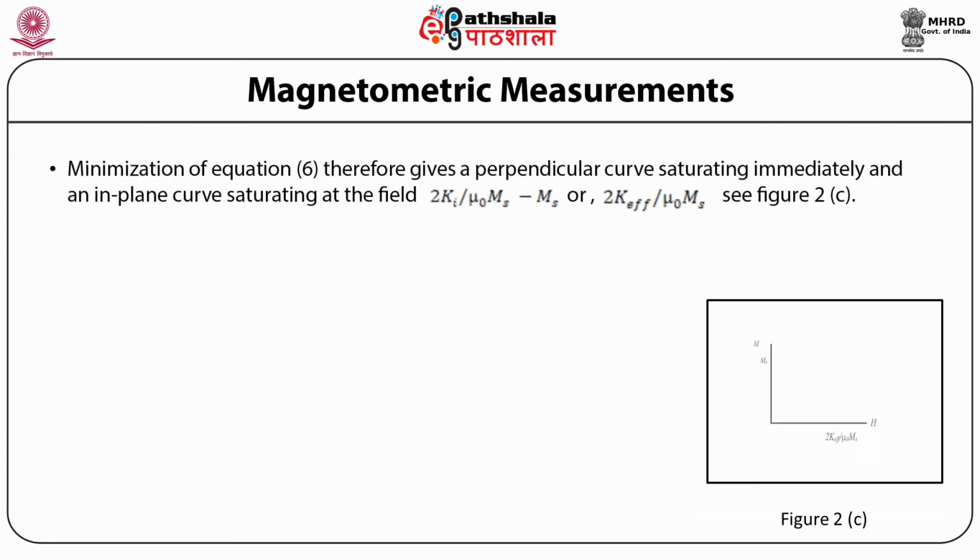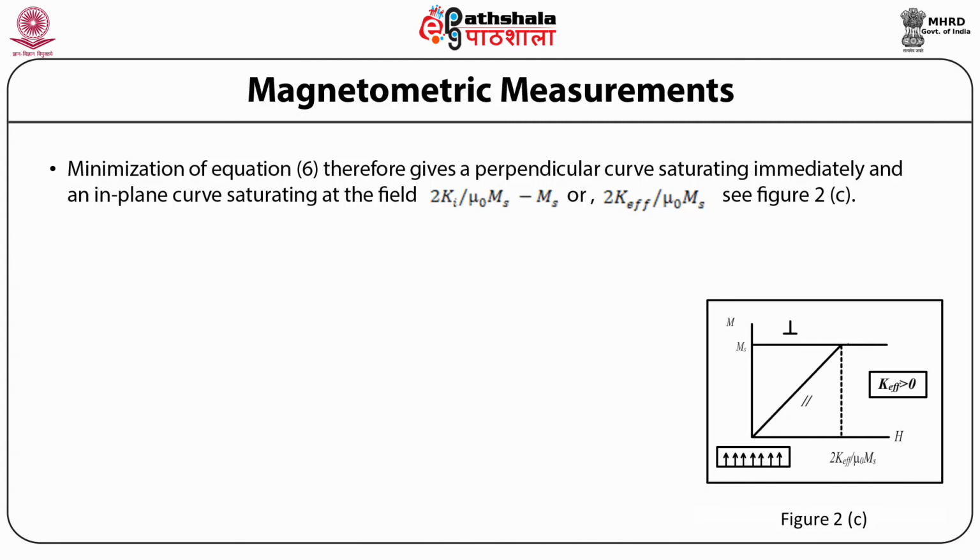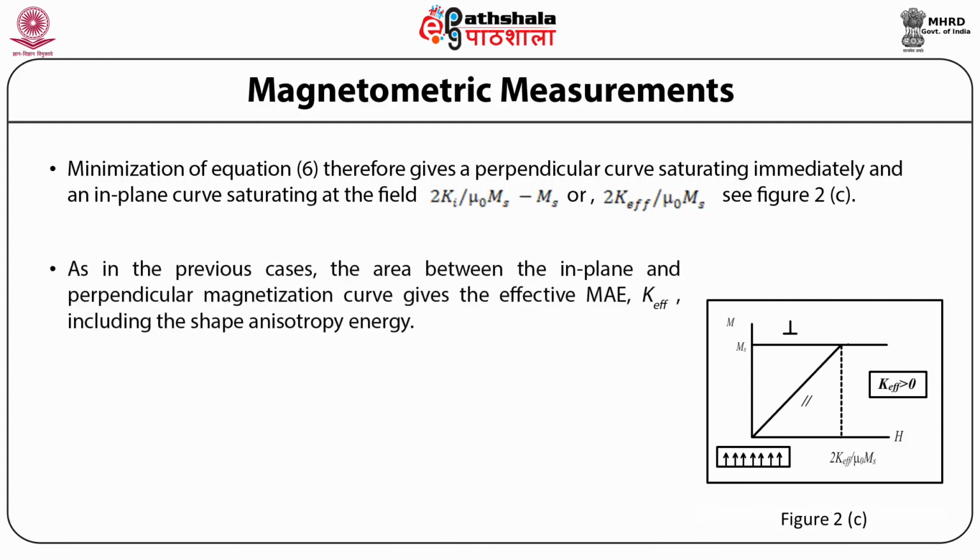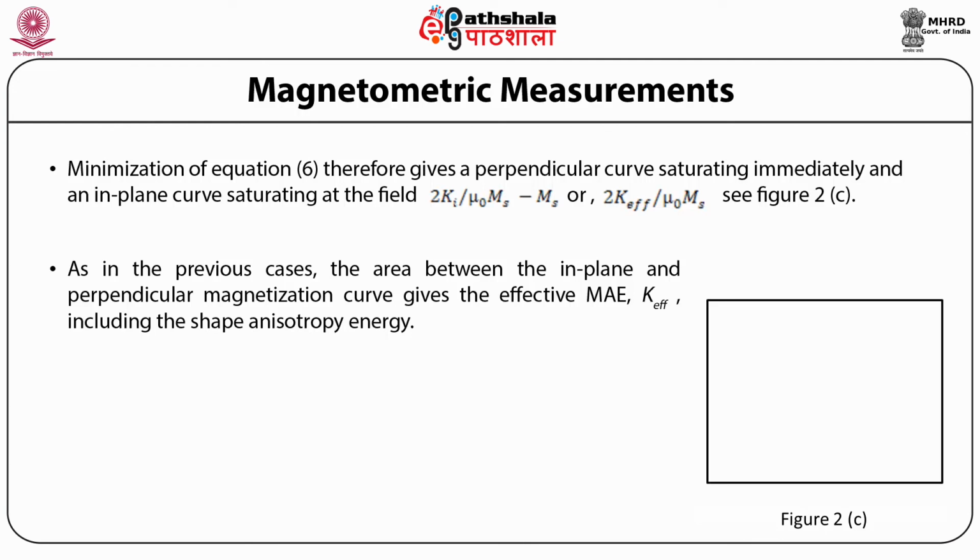When magnetizing the layer perpendicularly, the magnetostatic energy does not have to be overcome. Minimization of equation 6 therefore gives a perpendicular curve which is saturating immediately and an in-plane curve saturating at the field 2Ki divided by mu naught Ms minus Ms, or 2 times K effective by mu naught Ms, which can be seen in figure 2c. As in the previous cases, the area between the in-plane and perpendicular magnetization curve gives the effective MAE, K effective, including the shape anisotropy energy.